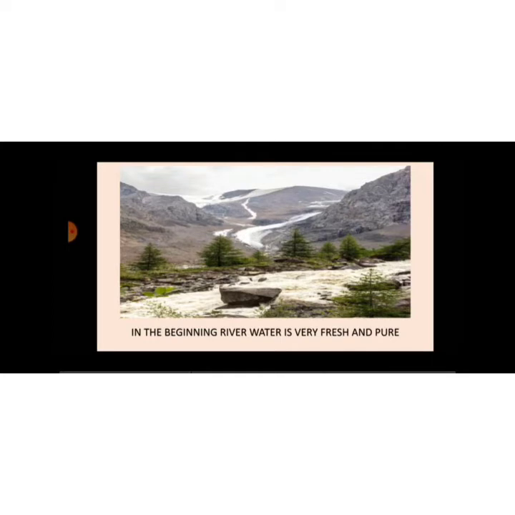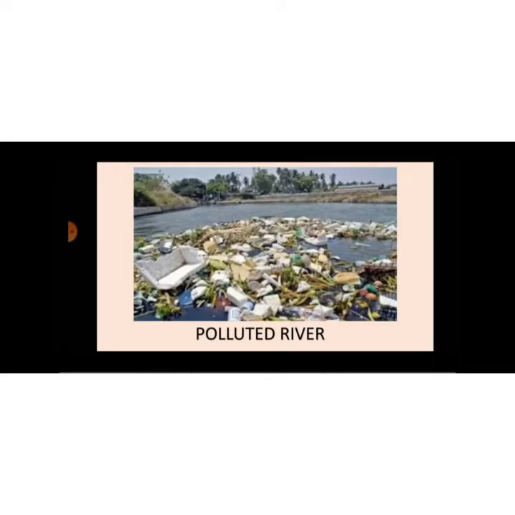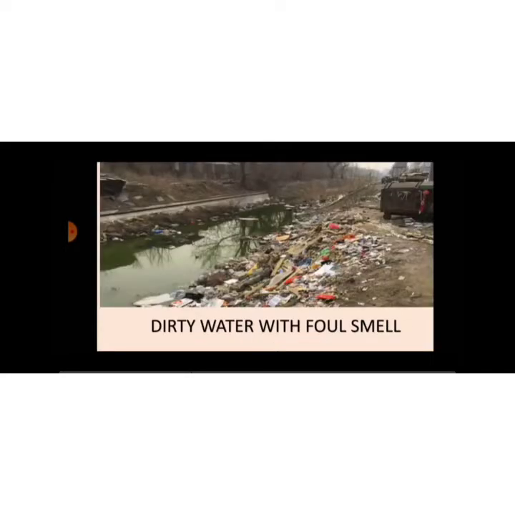Children, now let us study the journey of a river. At its origin, or in the beginning, the river water is very fresh and pure. It doesn't have any impurities. It is very clean. But as it flows, we can see that on the way it gets polluted. People throw waste, garbage, etc. into the river. Thus, the river water gets contaminated or becomes dirty. This contamination of water bodies due to human activities is called water pollution.